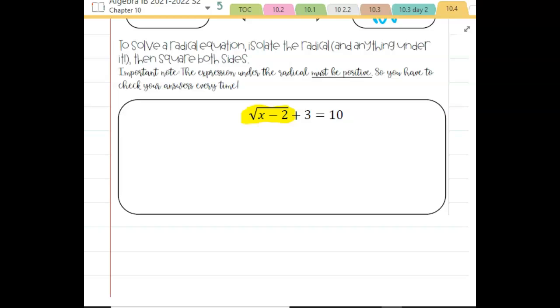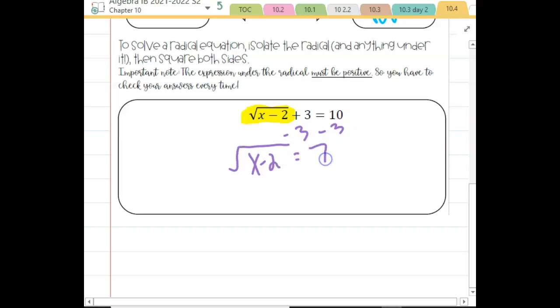Okay, so for this equation right here, the square root of x minus 2 plus 3 equals 10. What you want to do first is get the radical and anything underneath the radical all by itself. What I have highlighted here, I want that to be the only thing on that side of the equal sign, which means I need to get rid of the plus 3. Subtract 3 on both sides. So now I have the square root of x minus 2 equals 7, since 10 minus 3 is 7.